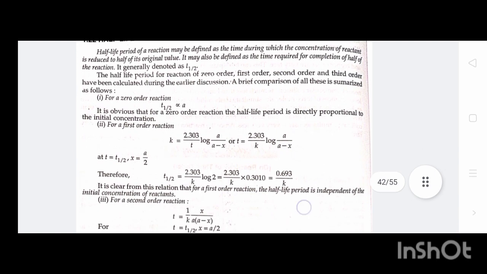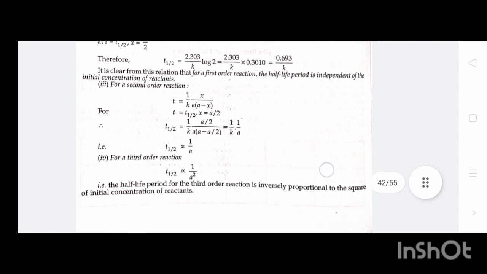Half-life period of a reaction. The half-life period of a reaction may be defined as the time during which the concentration of reactant is reduced to half of its original value. It may also be defined as the time required for completion of half of the reaction. It is generally denoted as T half. The half-life periods for reactions of zero order, first order, second order, and third order have been calculated during the earlier discussion. A brief comparison of all these is summarized as follows.